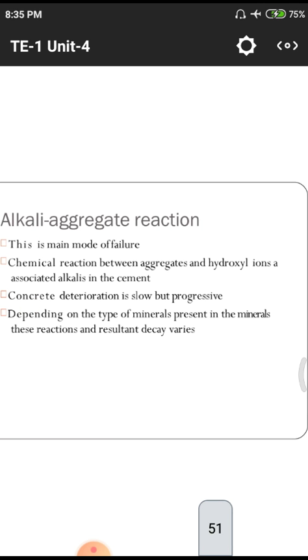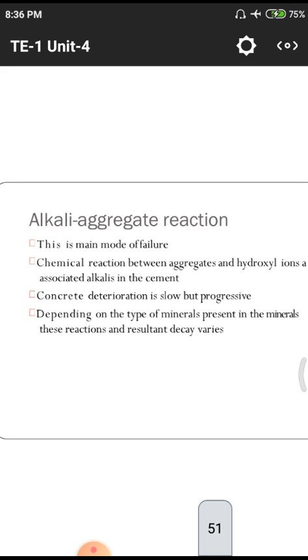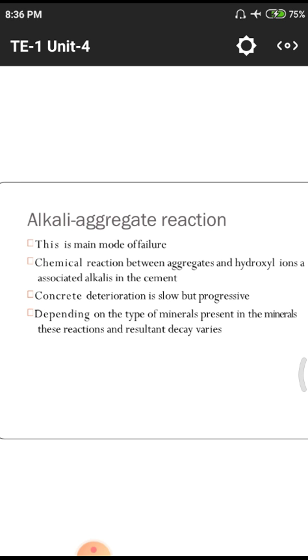What is alkali aggregate reaction? Alkali means which is of acidic nature. Aggregate means the aggregates we normally use for construction purposes for getting good compressive strength. In the case of alkali aggregate reaction, this is the main mode of failure. Why? Because in a particular quantity we are having alkali aggregate reactions. This is the main mode of failure.